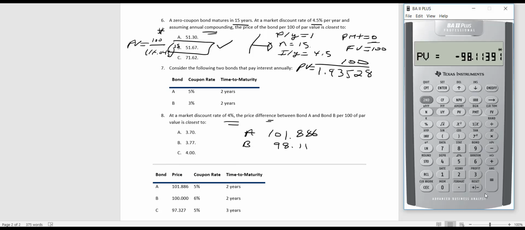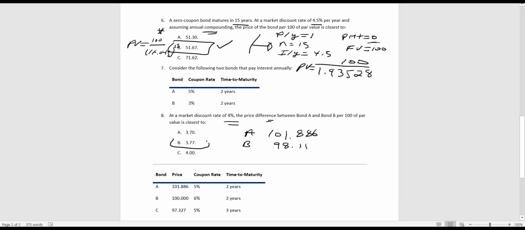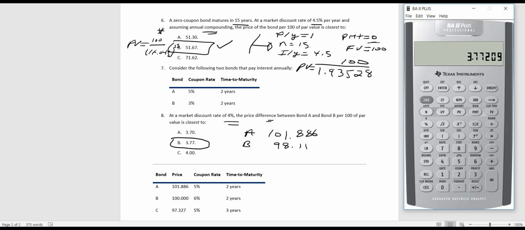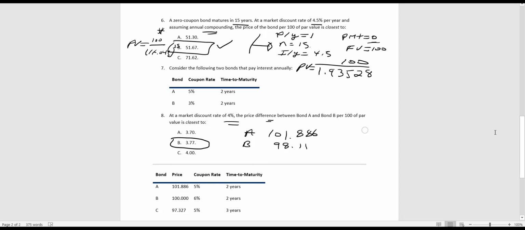So if I just bring up the calculator and do that, 98.11 plus 101.886, we can see the difference between the two bonds is 3.77, which is answer B. A lot of times I tell the students, when in doubt, guess B if you're guessing. Anyhow, that's a bit of a joke.